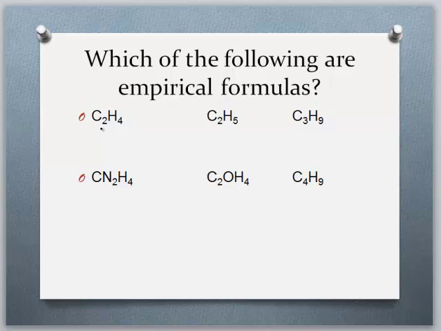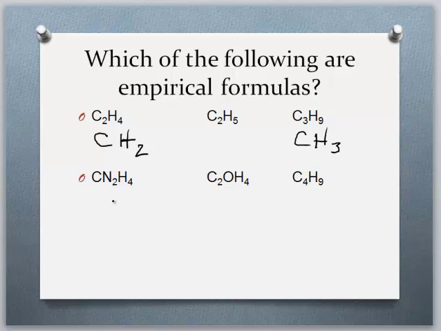So for example, C2H4 is not the lowest whole number ratio. That could be reduced to CH2. So CH2 would be the empirical formula of C2H4. C2H5, on the other hand, is an empirical formula. You can't reduce that to a lower whole number ratio. C3H9 we could reduce to CH3. It's a 1:3 ratio.